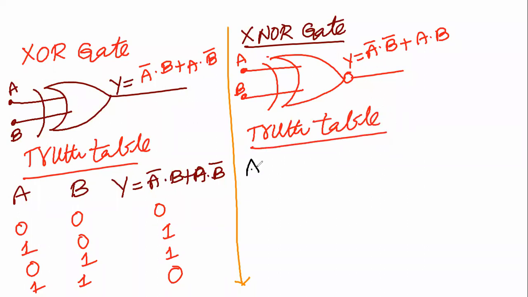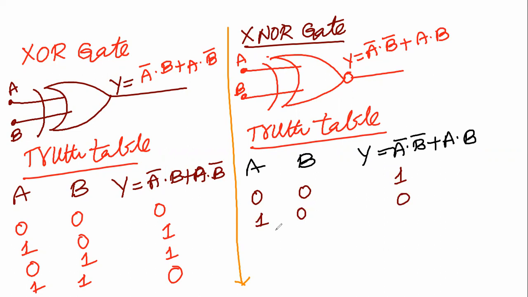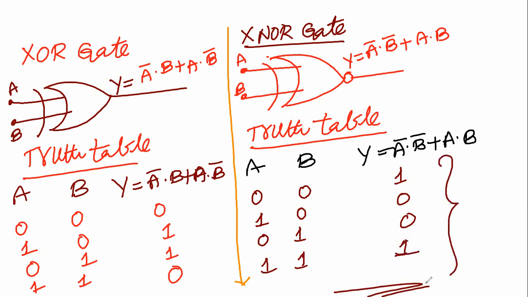Truth table: A, B, output will be A complement into B complement plus A into B. 0, 0: 1. 1, 0: 0. 0, 1: 0. 1 and 1: 1. This is the truth table. Up to here, our syllabus is completed.